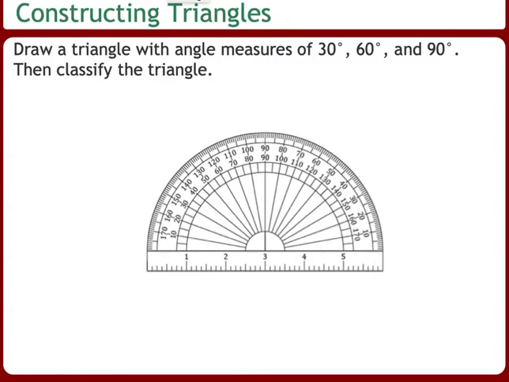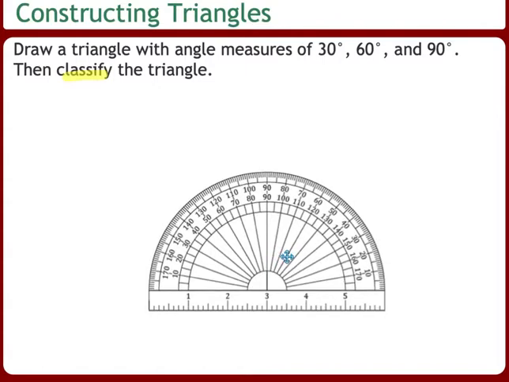Alright, now last thing to cover for this lesson is how to draw triangles. So this one we want to draw a triangle with measures of 30, 60, and 90, and then classify the triangle. A lot of students forget to classify after they draw, so please remember to do that. So very similar process with measuring angles, so let's go ahead and start to do that.